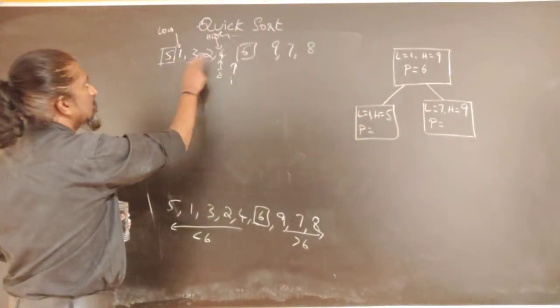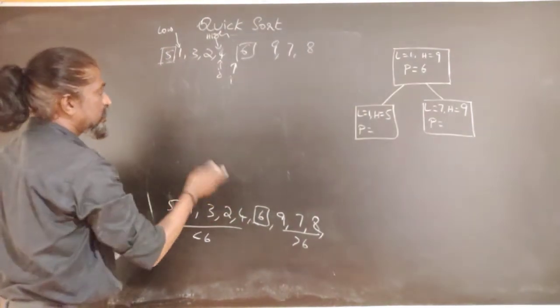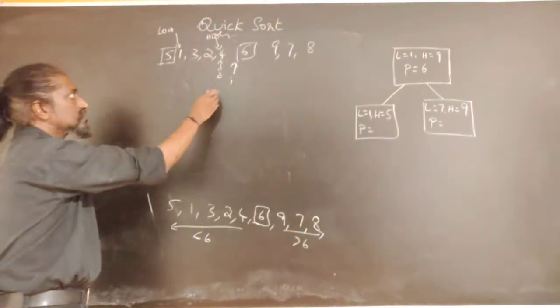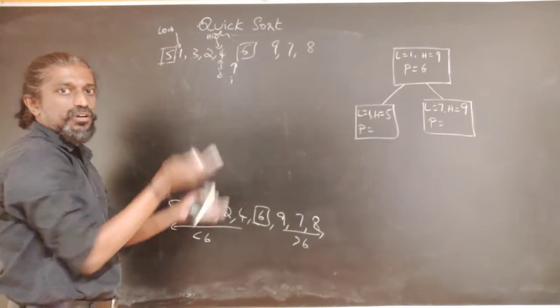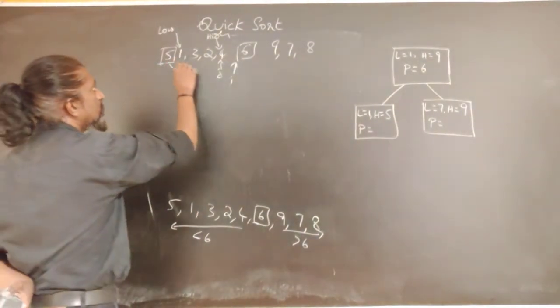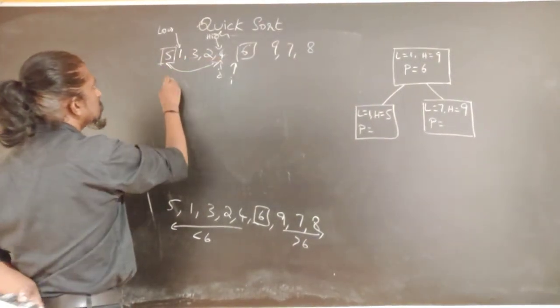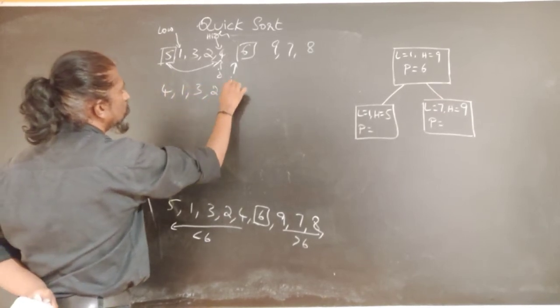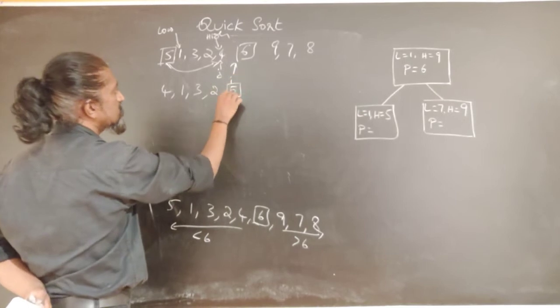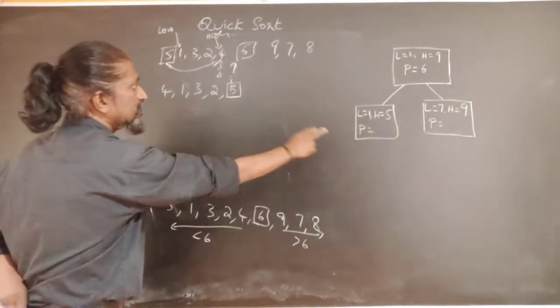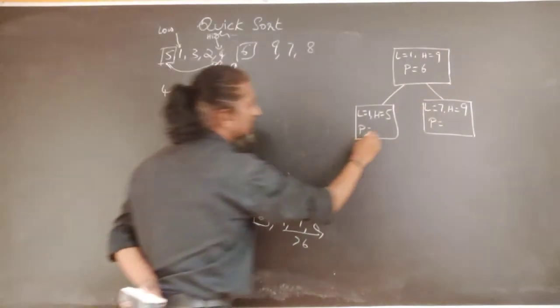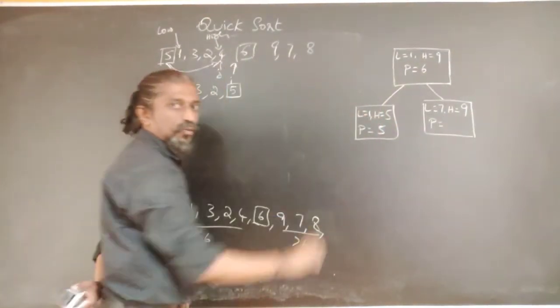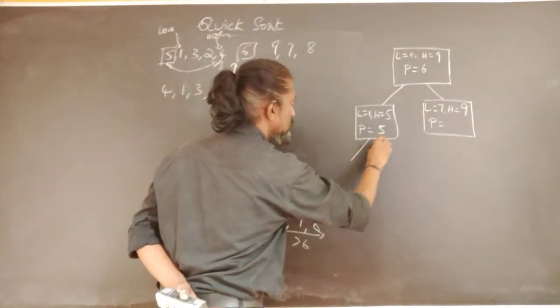I and J have crossed over. Since they have crossed over, A of J and pivot can be swapped just like we did at the end. So now you can see I and J got crossed over. So we will swap A of J and pivot and achieve the partition. 4, 1, 3, 2, 5. So 5 is placed here. So now in the left subarray, where did the partition occur? Partition occurred at 5.